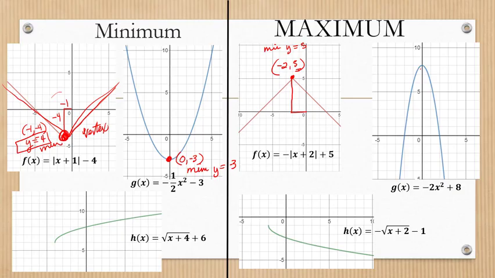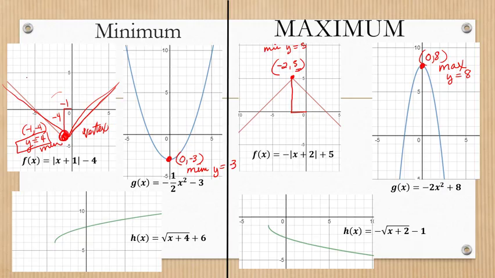Okay, that's a max. This one is peaked out here. The graph goes up, hits this peak and goes down. So this is 1, 2, 3. So this is 0, 8. This is going to be a max because it peaked out. So y is 8.